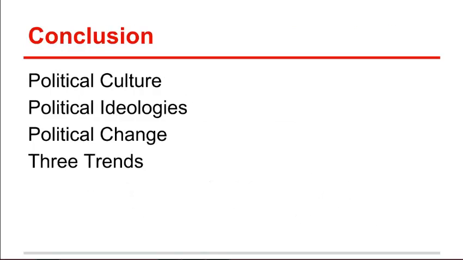So, to wrap up, today we discussed the ideas and link between political culture and political change. We've discussed political ideologies as well as reactions to change and what changes are. And finally, we discussed what the three trends to political change are: democratization, the shift to market economies, and finally, the revival of ethnic or cultural politics.